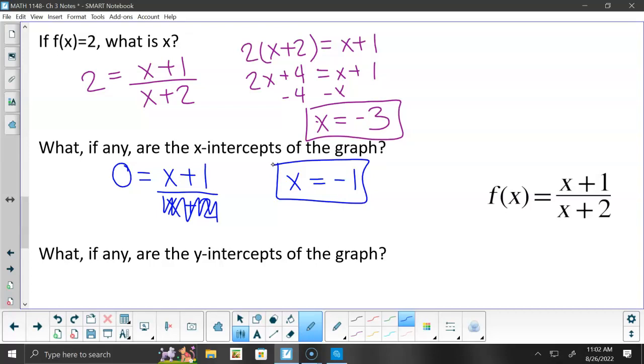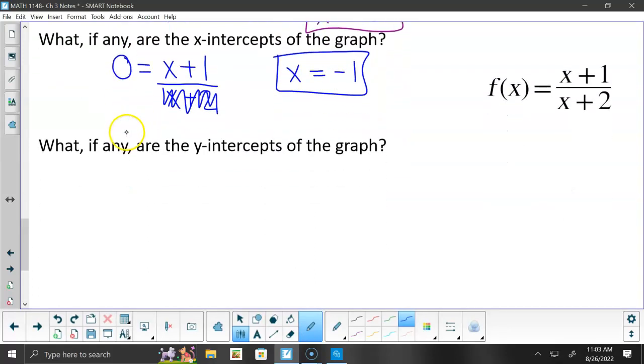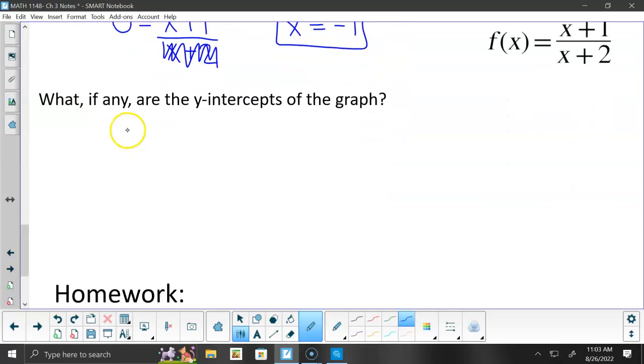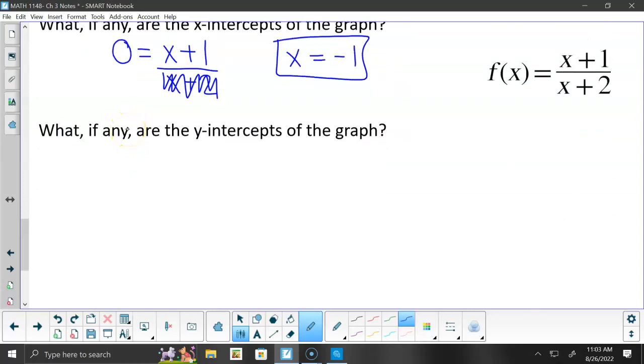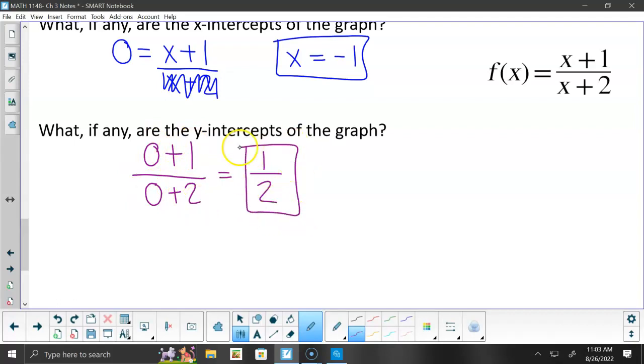And then how would I find y-intercepts? Set x equal to 0? Yeah. 0 plus 1 over 0 plus 2. And then if you're doing a coordinate, 0, 1/2. Ta-da!